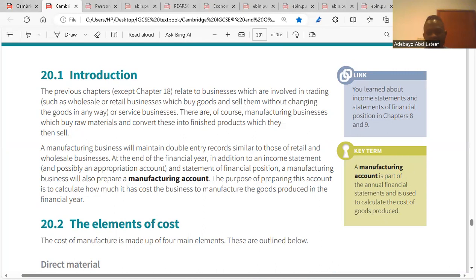At the end of the financial year, in addition to an income statement and possibly an appropriation account and statement of financial position, a manufacturing business will also prepare a manufacturing account. The purpose of preparing this account is to calculate how much it has cost the business to manufacture the goods produced in the financial year. So the manufacturing account is part of the annual financial statement, but it is used to calculate the cost of goods purchased. Are you with me, please?